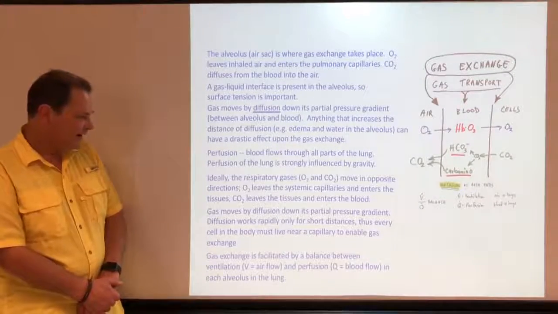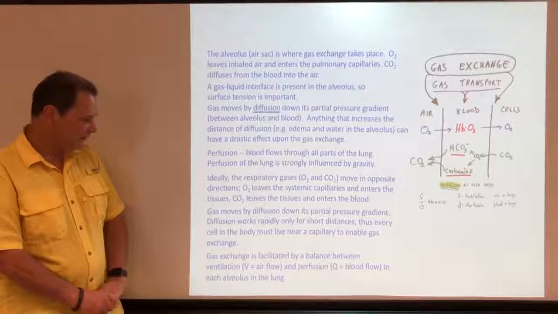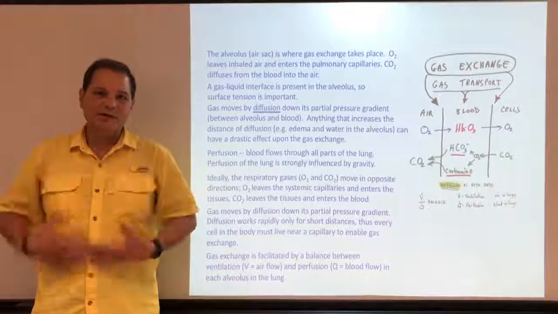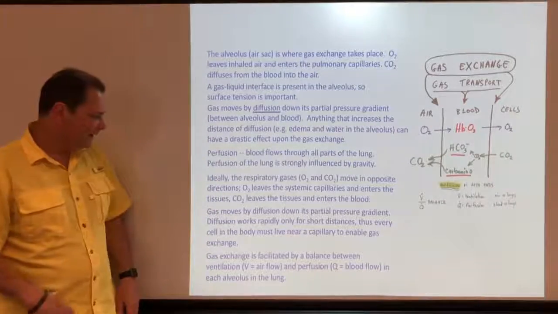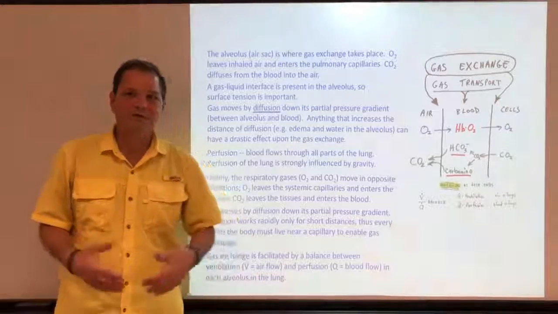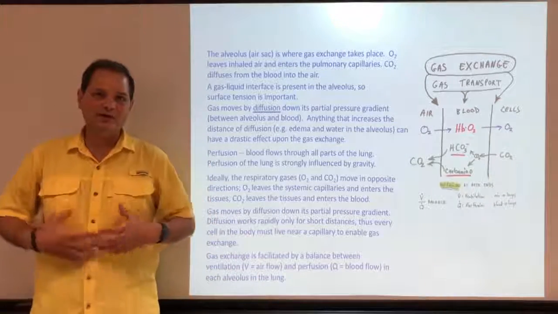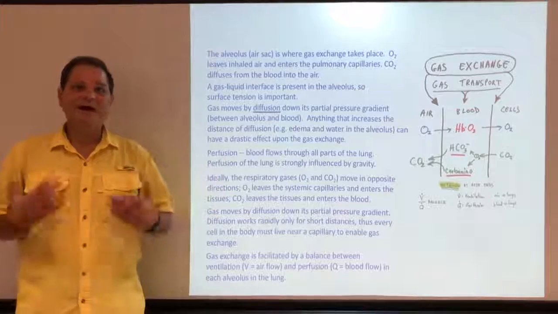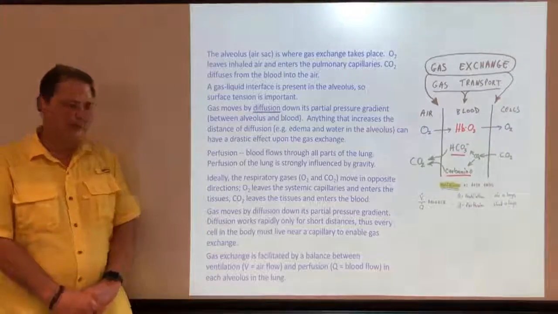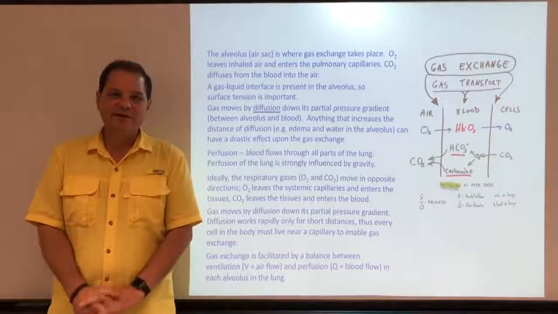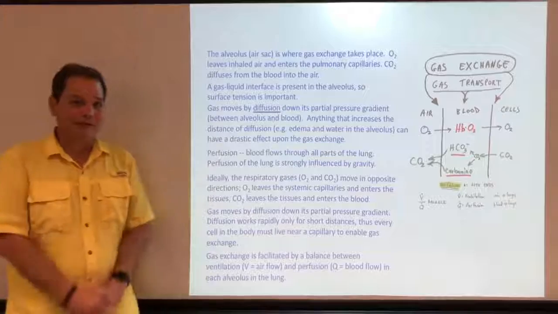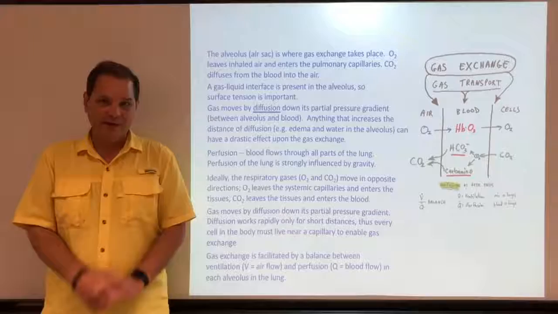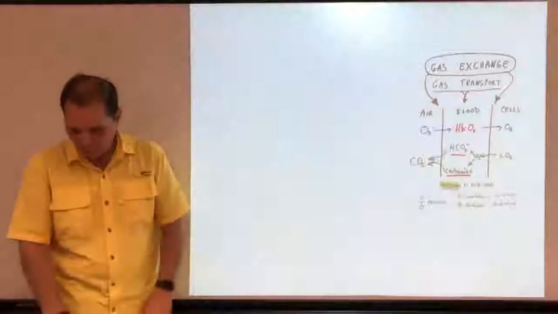And finally, gas exchange is facilitated by a balance between ventilation, that is the rate at which you breathe air in and out, and perfusion, that is blood flow. So optimally, you want regions of lung which have a high ventilation, that is they're getting exposed to a lot of oxygen, to have a lot of blood flow. And you want regions that are naturally less well ventilated to have maybe less blood flow. Optimally, that's what you want. You want a balance between the two. We have a whole lecture on that, or a whole lesson on that. So we'll get to it. All right.